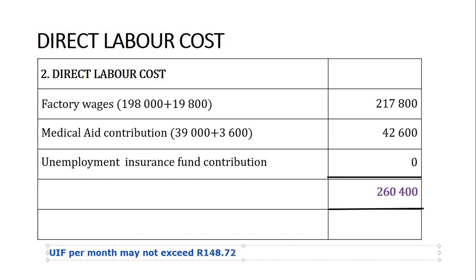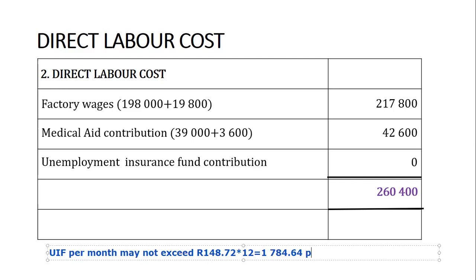UIF per month may not exceed 148.72. So if you want this per annum, you will have to multiply it by 12, meaning that per annum, UIF may not exceed 1,784.64. That is per annum. UIF may not exceed that value per annum. So make sure that UIF is always limited, meaning that you always take the maximum value.